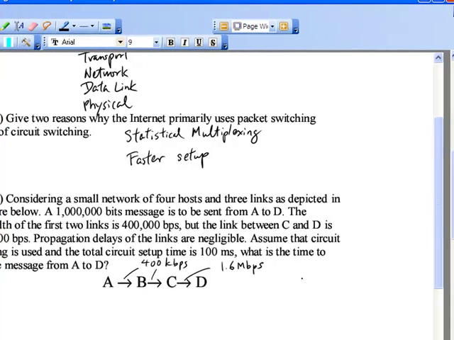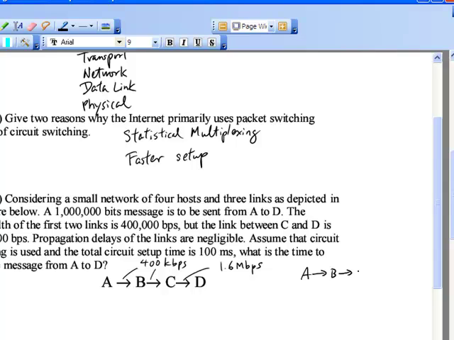You can have a situation where maybe A to B and B to C are the fast links, maybe they are 1.6 megabits per second, and then C to D is 400 kilobits per second. You will still have the overall bandwidth of 400 kilobits per second. A will back off from sending so fast because otherwise there will be a build-up at router C, and then you will have a queue that is growing unbounded. So A and B will have to back off and reduce the rates to match the final slowest link of 400 kilobits per second.